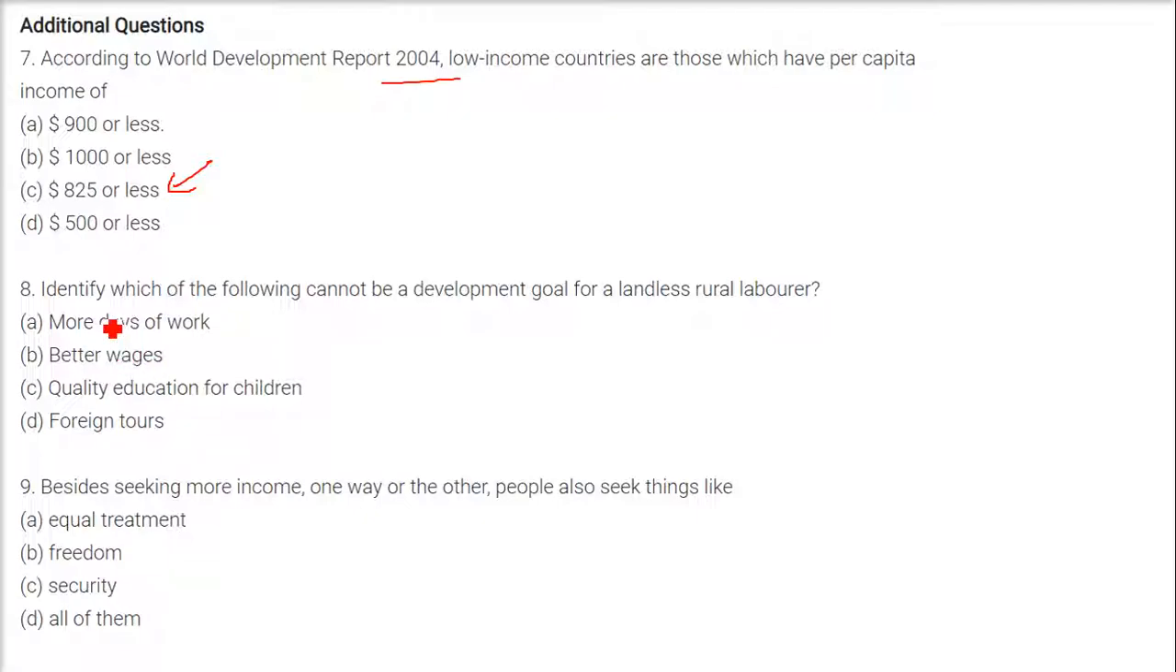Okay. Identify which of the following cannot be a development goal for a landless rural laborer. The answer is, he doesn't want foreign tours. He just wants land. He wants good labor, good wages. Besides seeking more income, one way or the other, people also seek things like equal treatment, freedom, security, so they need all of them. So 9 is D.